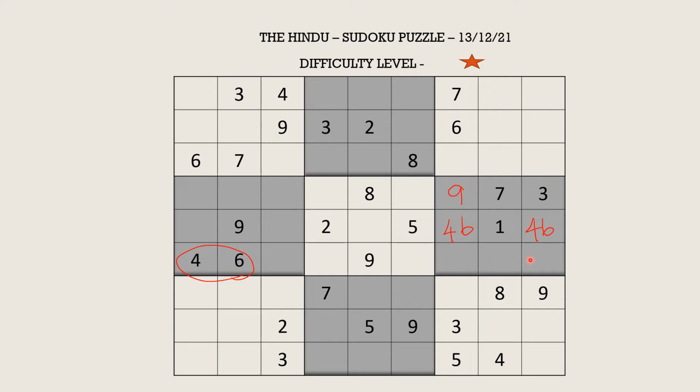The missing numbers are 2, 8, 5. Actually, this 285 takes position here. So you see there is an 8 here. So this becomes a 2, 5, and let's fill the rest of the cells with 2, 8, 5.